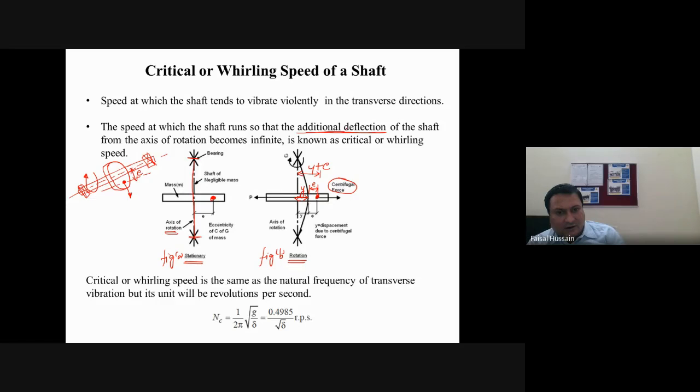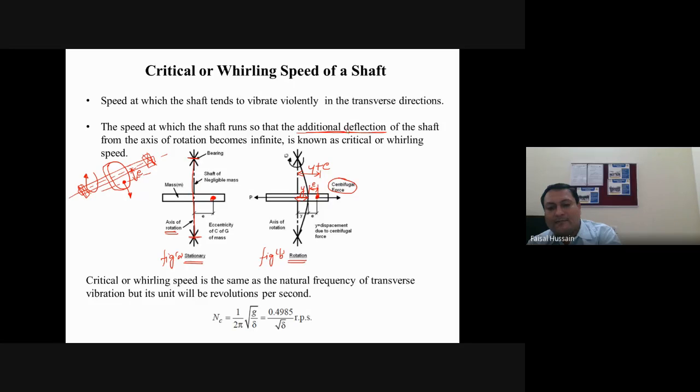Here critical or whirling speed is the same as natural frequency of transverse vibration, but its unit will be revolutions per second. The expression for critical speed is Nc equal to 1 upon 2 pi root g by delta, and if I substitute the values, it will be 0.4985 upon root delta, but its unit will be in rps, not in rpm.